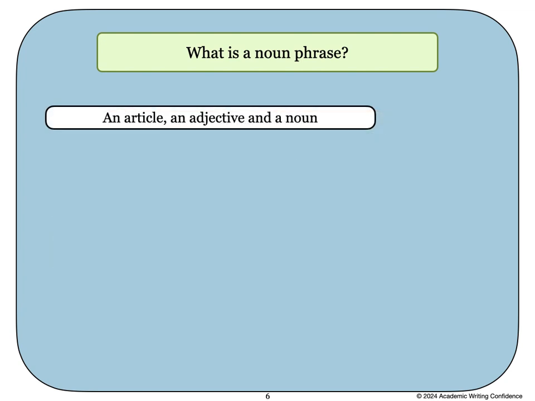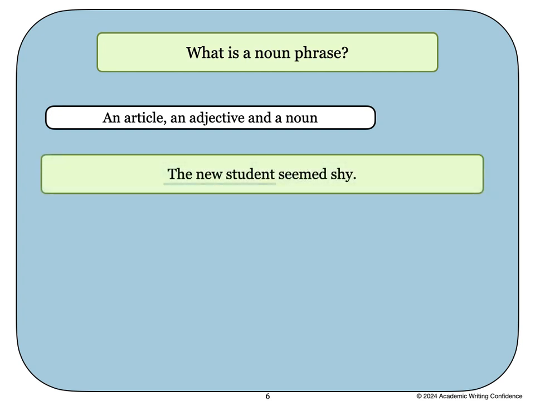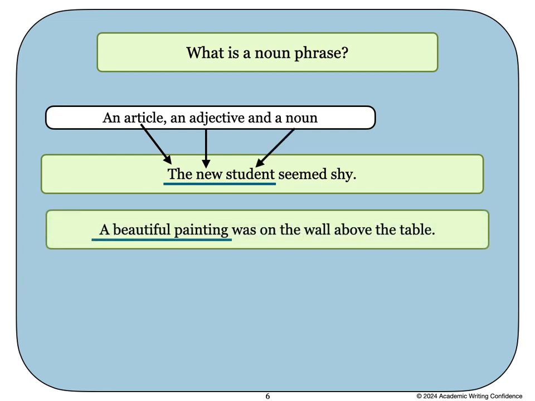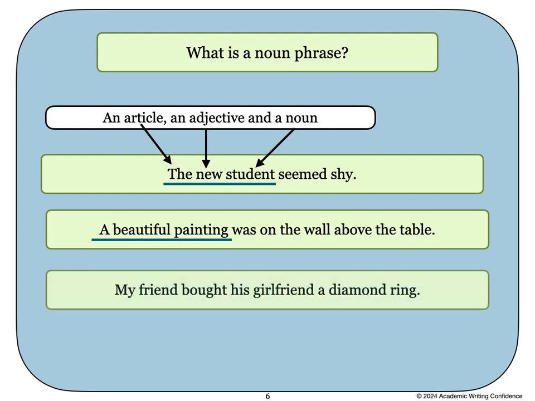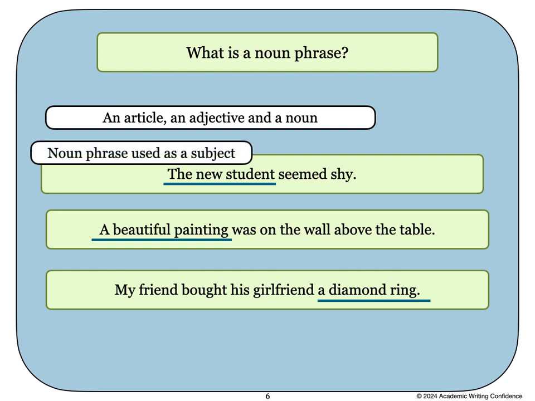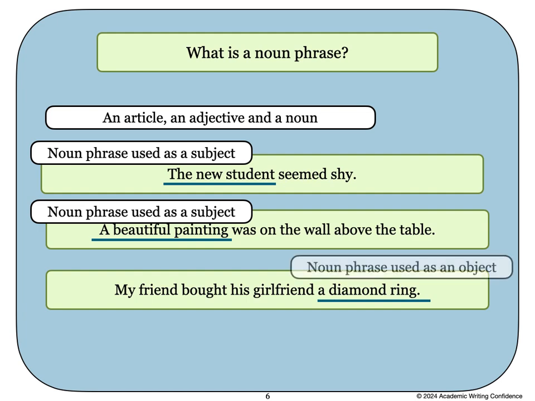Here are some examples of a noun phrase made of an article followed by an adjective and a noun. The new student seemed shy. A beautiful painting was on the wall above the table. My friend bought his girlfriend a diamond ring. Again, the first two sentences are being used as the subject of the sentence, and the last sentence is used as an object.